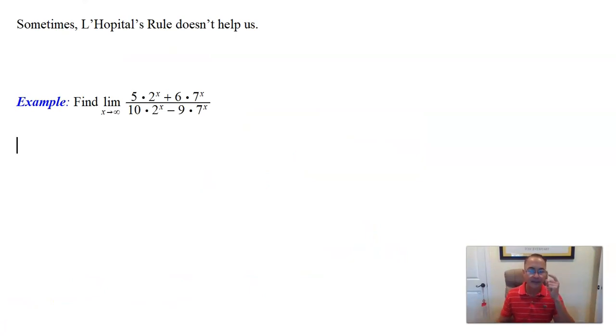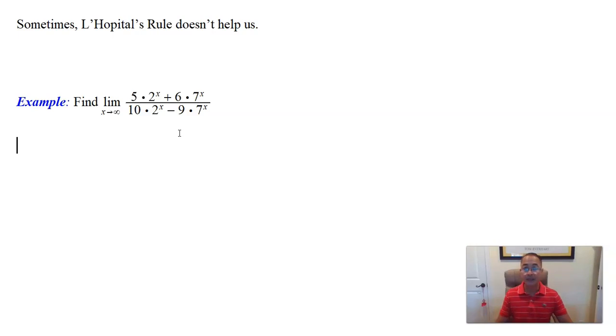Okay. Sometimes, unfortunately, L'Hopital's rule is not going to help us. This example is very similar to something that we saw a couple of videos ago, where we did limits at infinity involving exponential functions. We had an example involving e to the 3x, e to the 4x, something like that, but I didn't make one for you involving general exponential functions, a to the x. But of course the principle is the same.